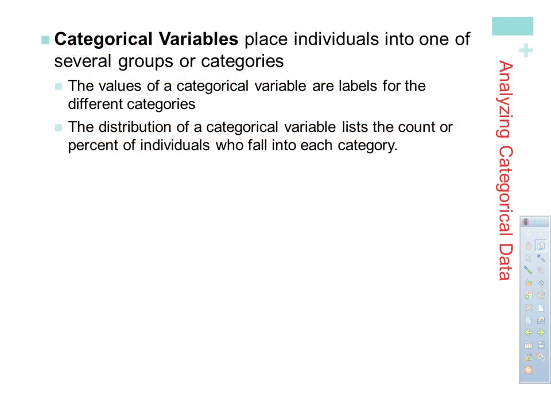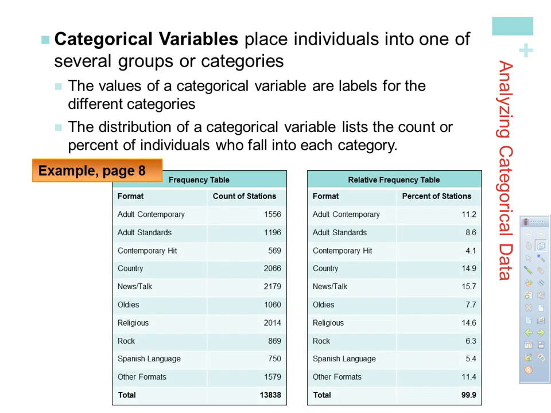Okay, so we know that categorical variables are variables that place individuals in categories. The values of the categorical variable are labels for the different categories, and the distribution of a categorical variable lists the count or percent of individuals who fall into each category. Count or percent of individuals.